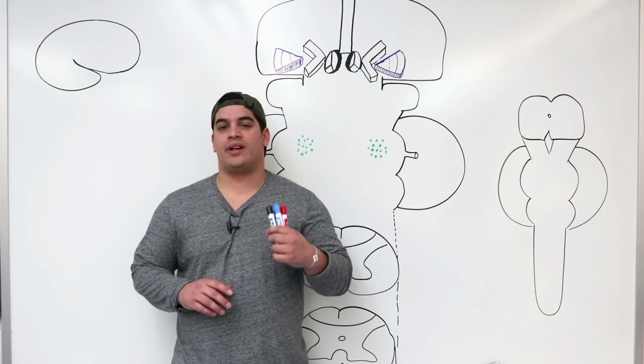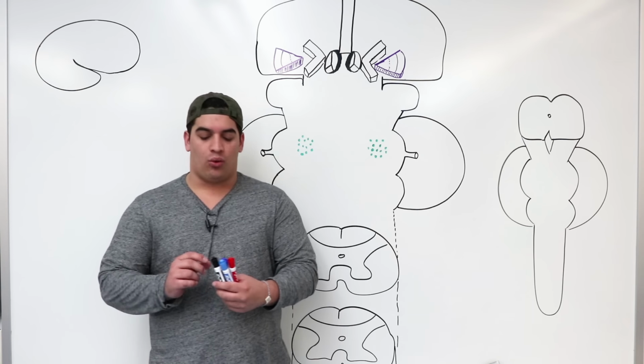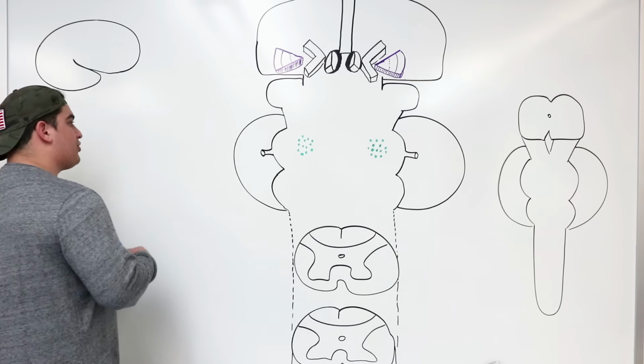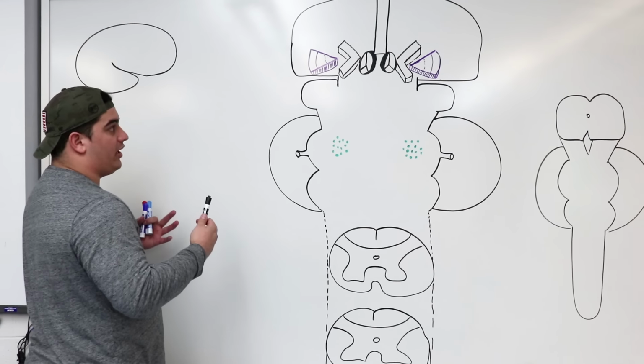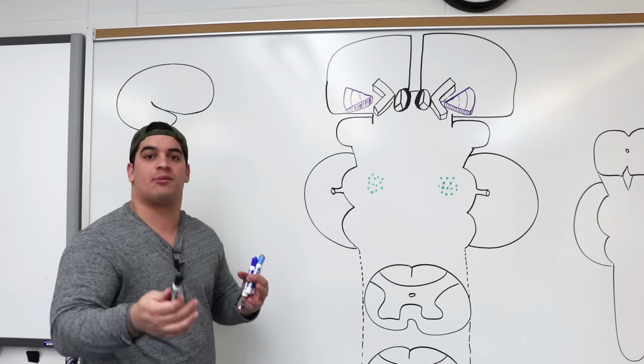All right, Ninja Nerds, in this video we're going to talk about descending tracts. So what are descending tracts? Descending tracts, for the most part, start within the cortex. We're going to talk about corticospinal tracts.